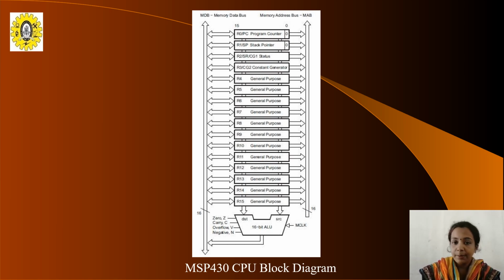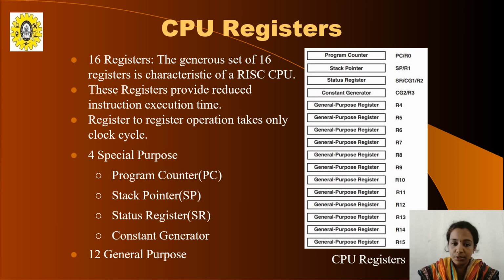The address bus to transfer the address bits and the data bus to transfer the data will be present in the MSP430 microcontroller. Here the program counter is mentioned as PC, which is R0, the stack pointer SP is the R1 register, then the status register SR, constant generator CG, and the rest are general purpose registers. So 16 registers are there.